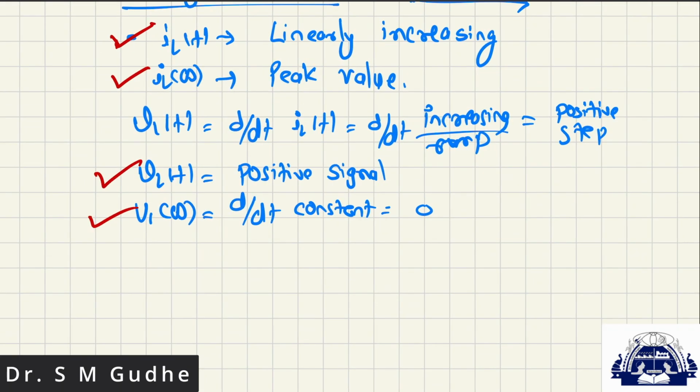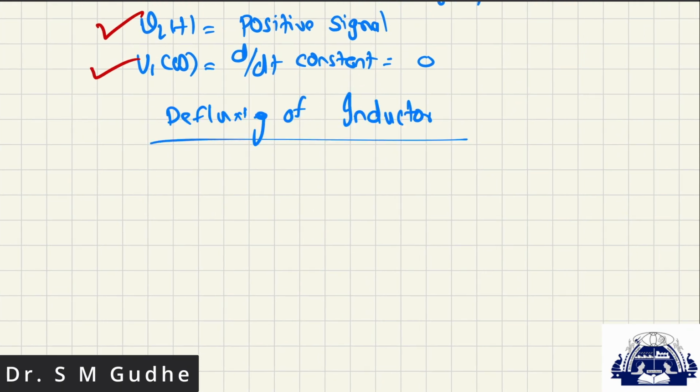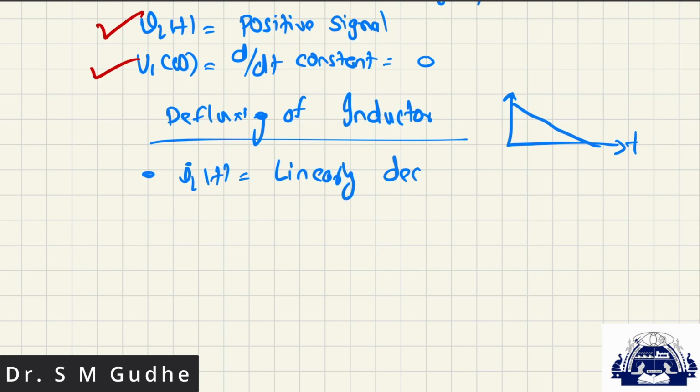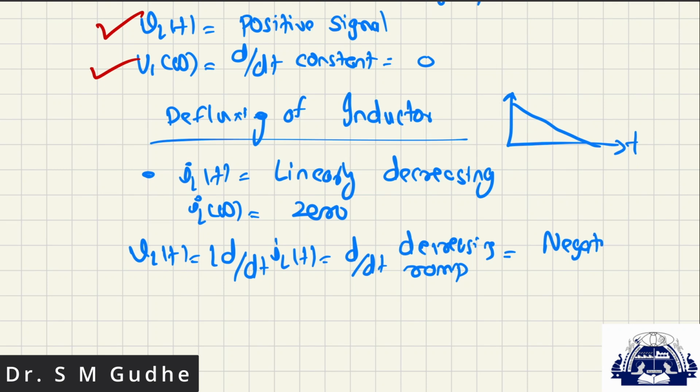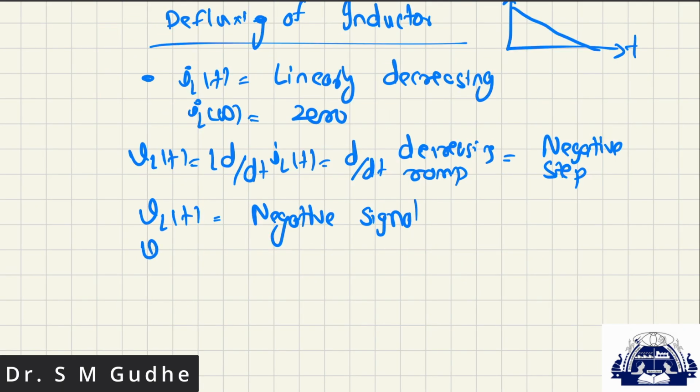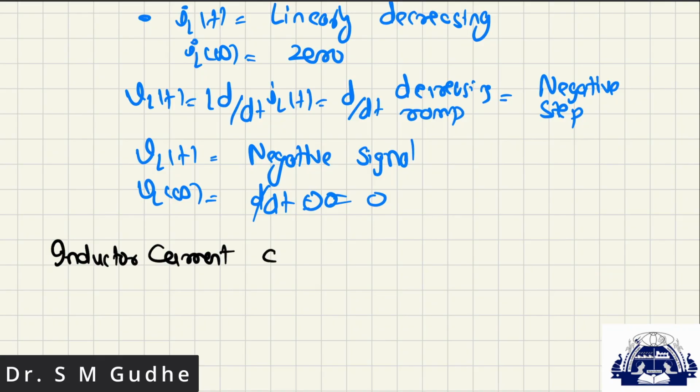Then we move toward the defluxing of the inductor. Defluxing or energy releasing of the inductor. Suppose it is defluxing linearly, then IL of t कैसे होगा? Current is linearly decreasing. IL of infinite डिक्रीज हो के मिनिमम वैल्यू कितना जाएगा? 0. What about VL of t? d by dt of IL of t, or d by dt of decreasing ramp, which will give you the negative step signal. So ultimately VL of t will be equal to the negative signal. If current is decreasing, then voltage is negative, and VL of infinite, or d by dt of 0, will be equal to 0.